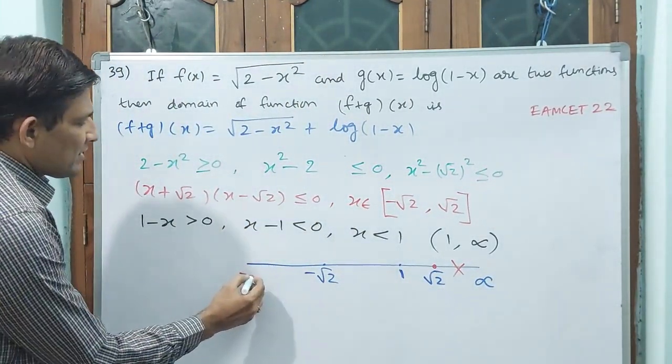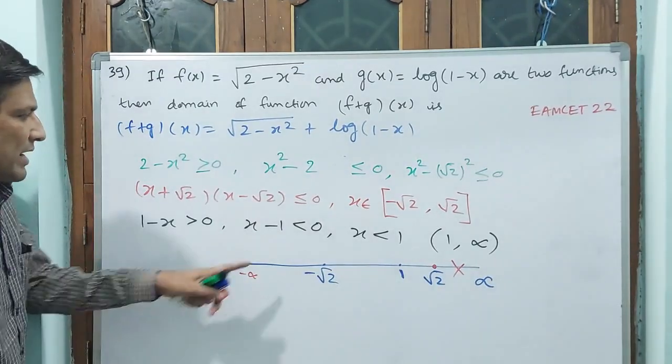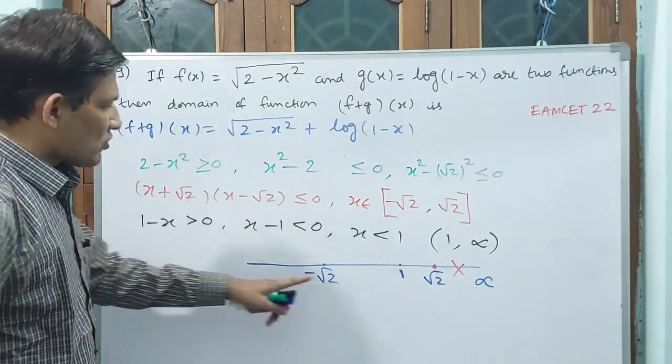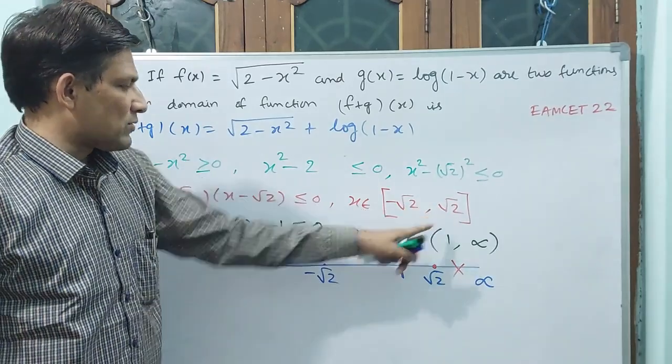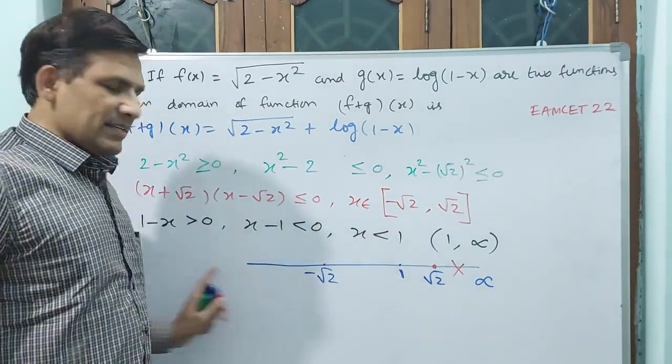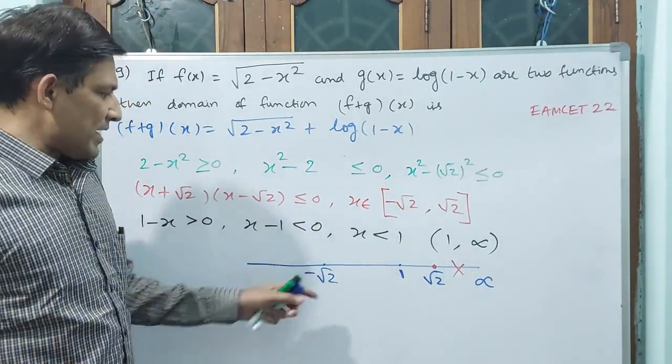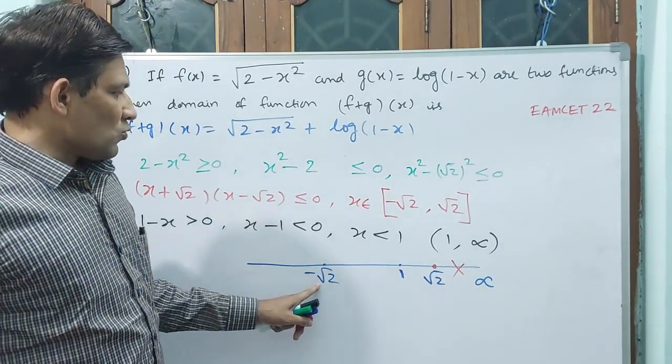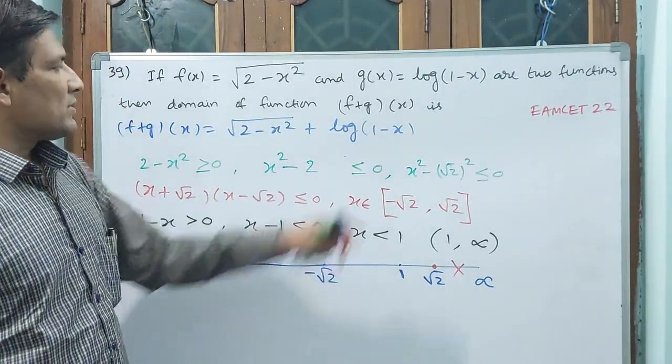Come back here, minus infinity. Actually, minus infinity is not there. Why? Because you have to start from here only. Minus root 2 to plus root 2, 1 to infinity. Minus infinity is not there. Okay, now wait and see. Minus root 2 to 1. Can you give both areas?